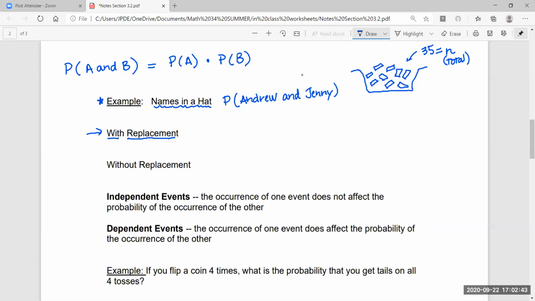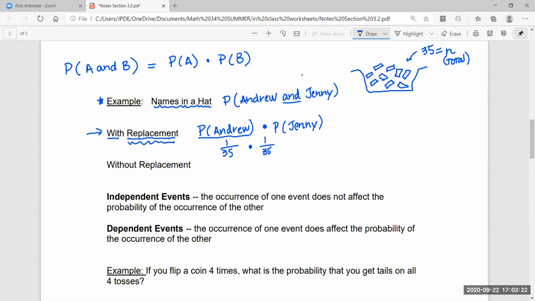So we want to know the probability that we get Andrew's name first, and means we're going to multiply, we get Jenny's name second. So we're assuming there's only one Andrew in there. So we pull his name out, 1 out of 35. And then because it says replacement, we're going to put it back in the bucket. And now we're going to try to find Jenny's name. Hers would be 1 out of 35.